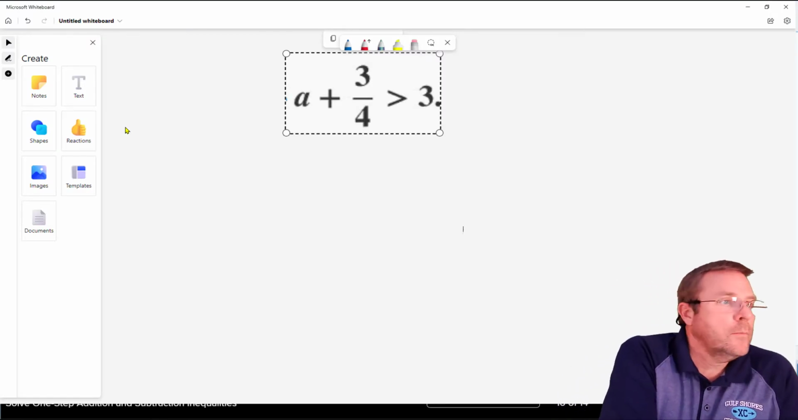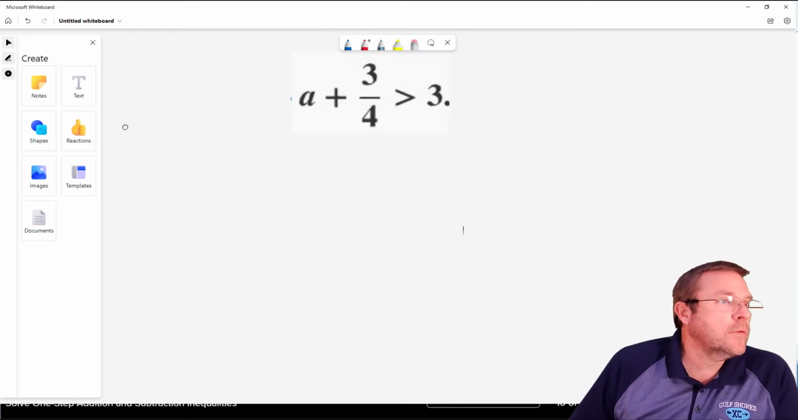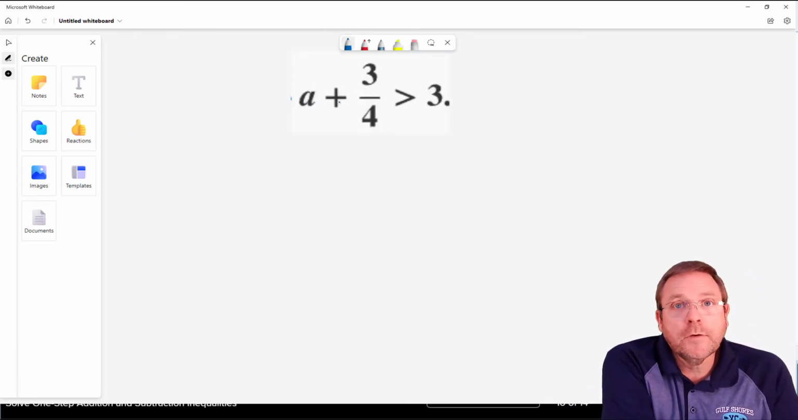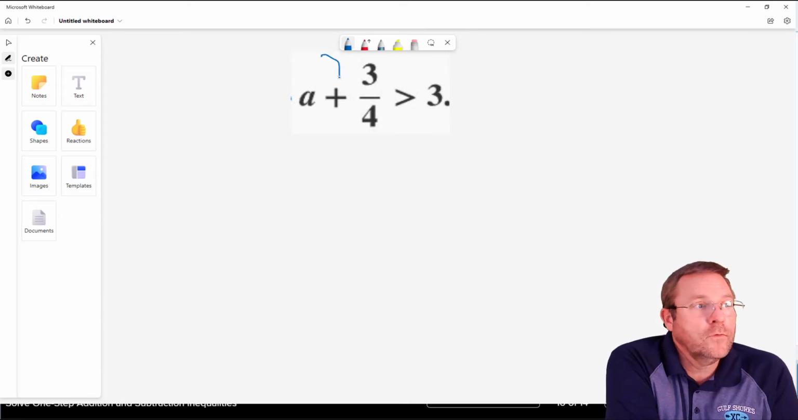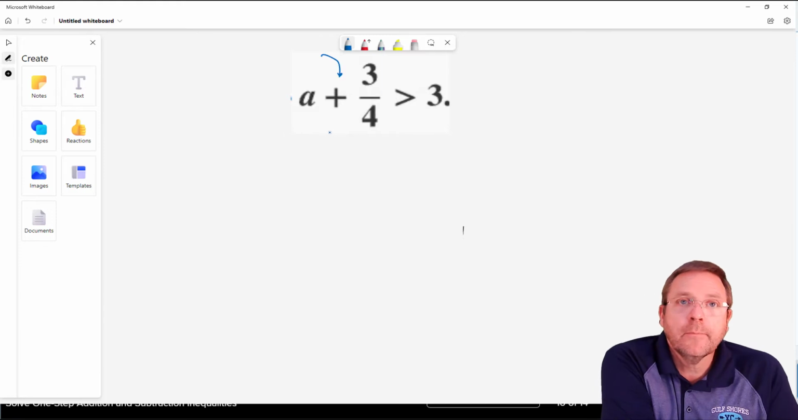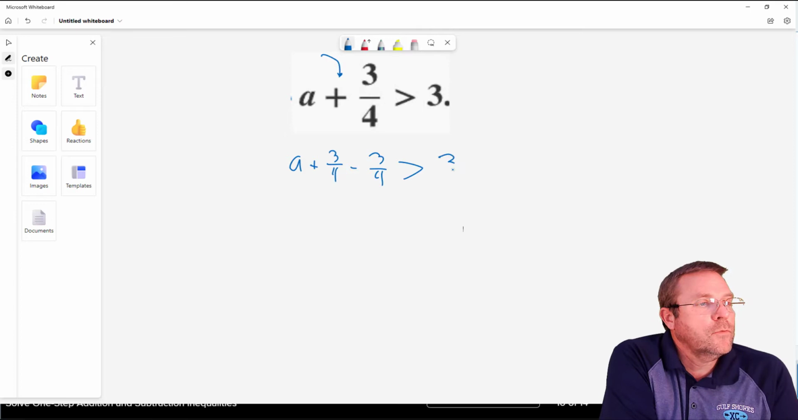To work the problem, we're going to undo addition and subtraction. In doing that, we need to recognize what's going on in our problem. Our variable is a, his friend is 3/4. 3/4 is adding itself to a, and we make plus 3/4 go away by subtracting 3/4 on both sides. So I'm going to have a plus 3/4 minus 3/4 is greater than 3 minus 3/4.